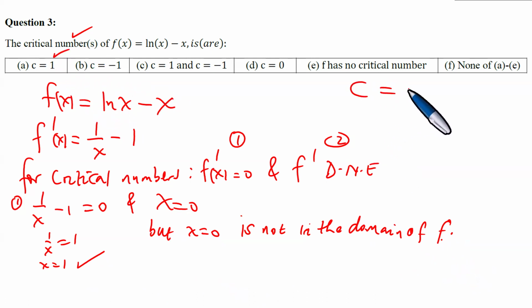What is the critical number? It's only c equals 1, which is part A.